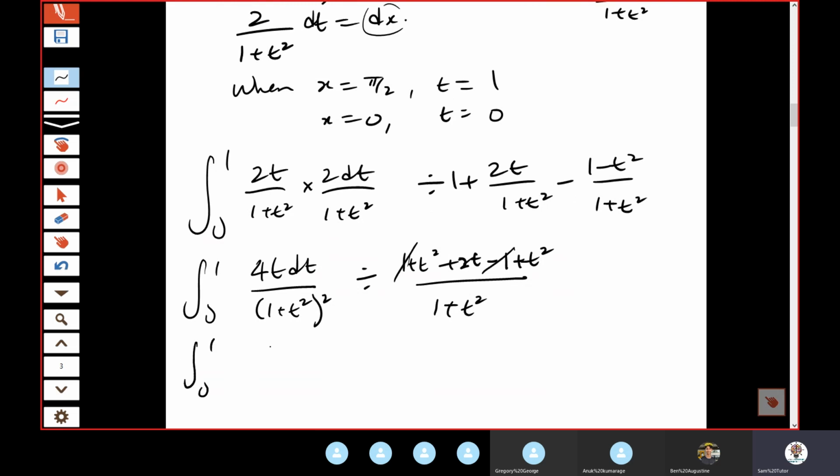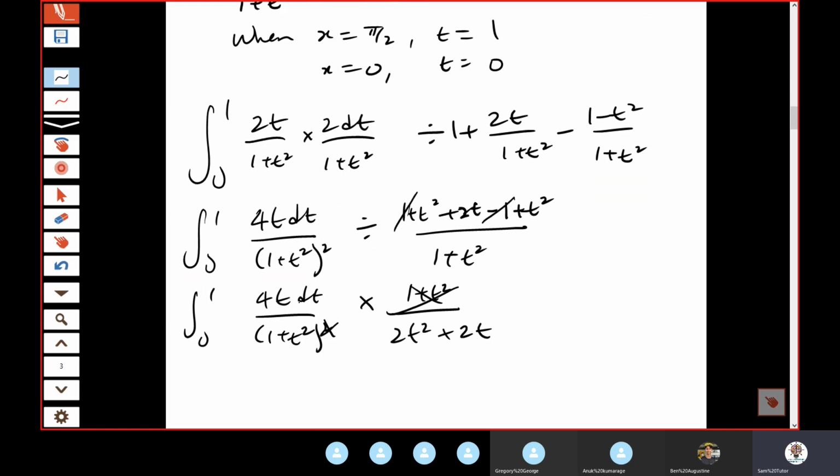Next line, almost there. Times, flip, 2t squared plus 2t. This and this cancels. 2 and 4 cancels. And so does one of your t's. So if I factorize this, this would have been t plus 1. So the t would cancel out with the t, in fact.